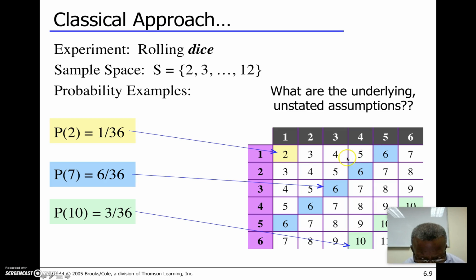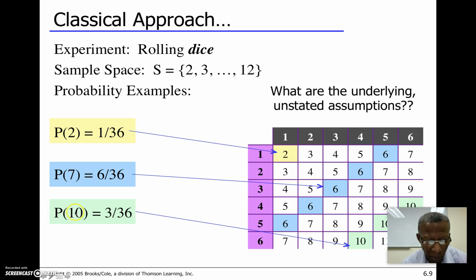And I think that's exhausted it. You would notice we have 6 outcomes where you can get 7. There are 6 ways you can get 7. So the probability of getting a 7 is 6 out of 36, 6 ways over a total of 36.